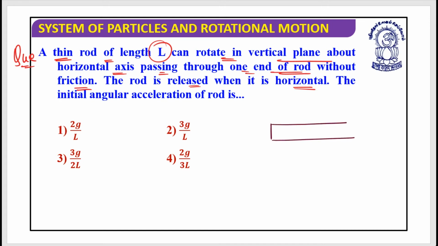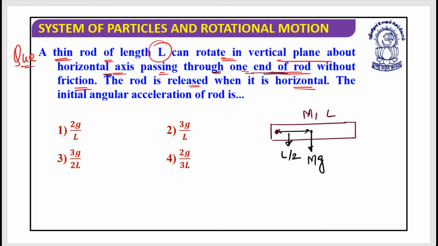This is the initial situation. Initially this is the rod and it can rotate in the vertical plane. It has been hinged at the end point, about a horizontal axis passing through one end of the rod without friction. The rod has mass m and length L. The rod is released when it is horizontal. What I understand is that this is the midpoint, and from here mg is acting.